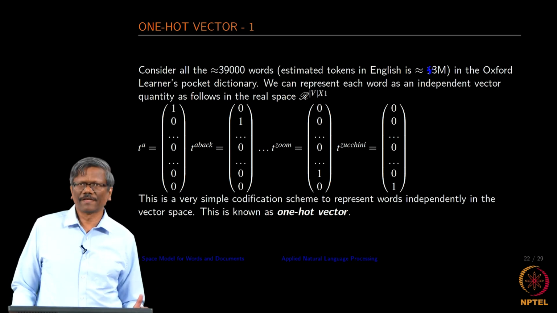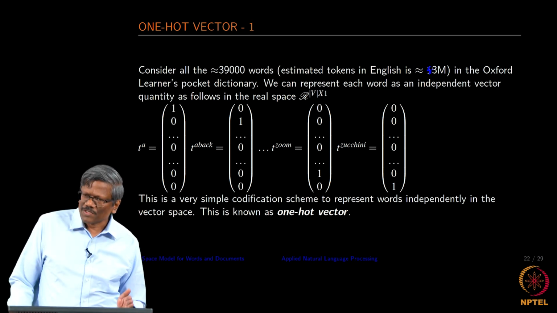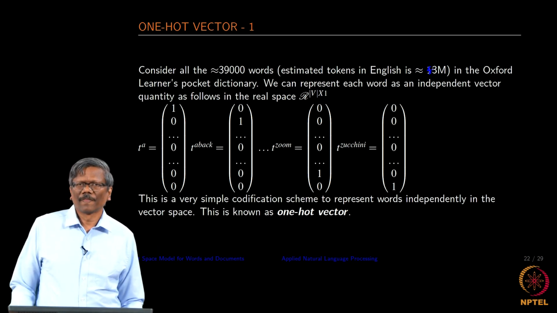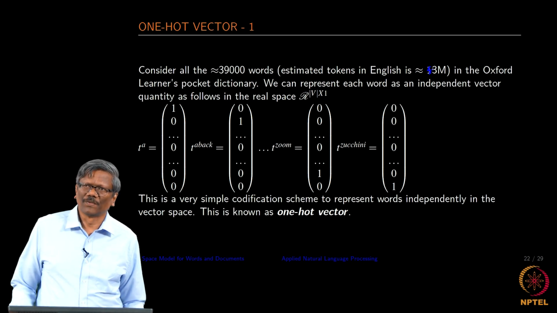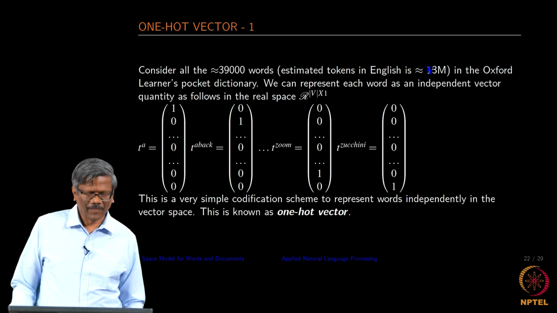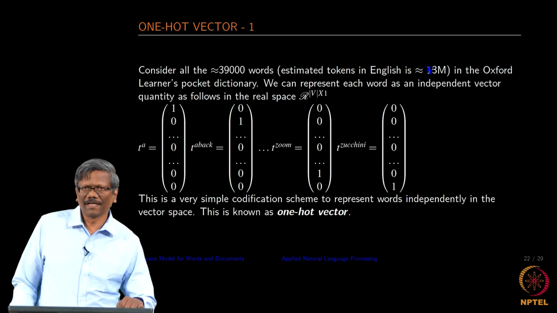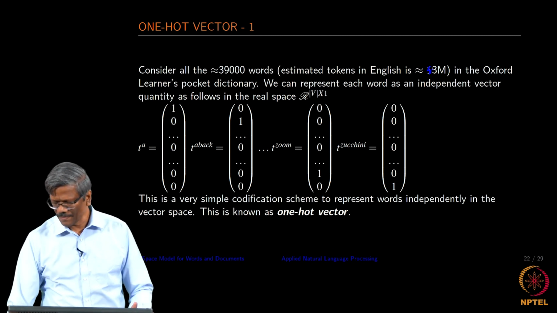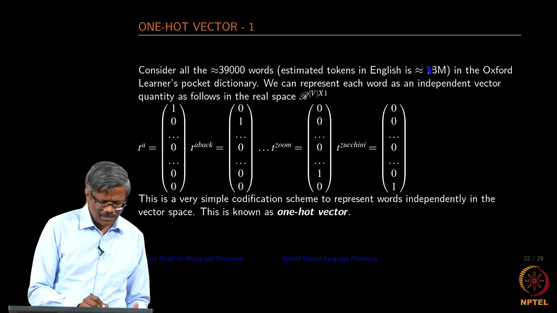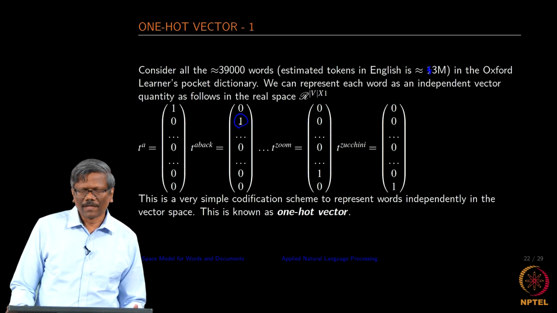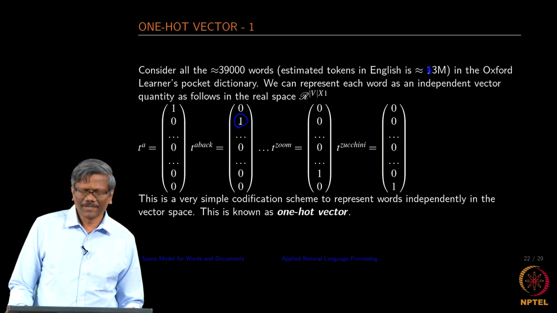So, one simplest way to represent that is: there are 39,000 elements in a vector. Only one element of the vector is going to be 1, rest of them are going to be 0. That means, if you look at the first word in the dictionary, A, the first element of that vector is going to be 1 and the rest are going to be 0. And then if you look at aback, that is the second word in that dictionary, the 1 occupies the second spot.